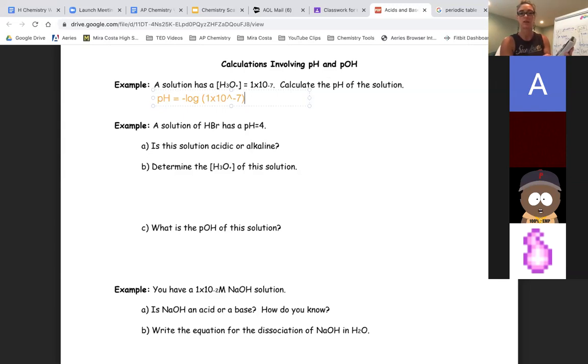Negative log of 1 EE negative 7, 1 times 10 to the negative 7, and you get 7. So here pH is equal to 7. In other words, that describes a neutral solution.